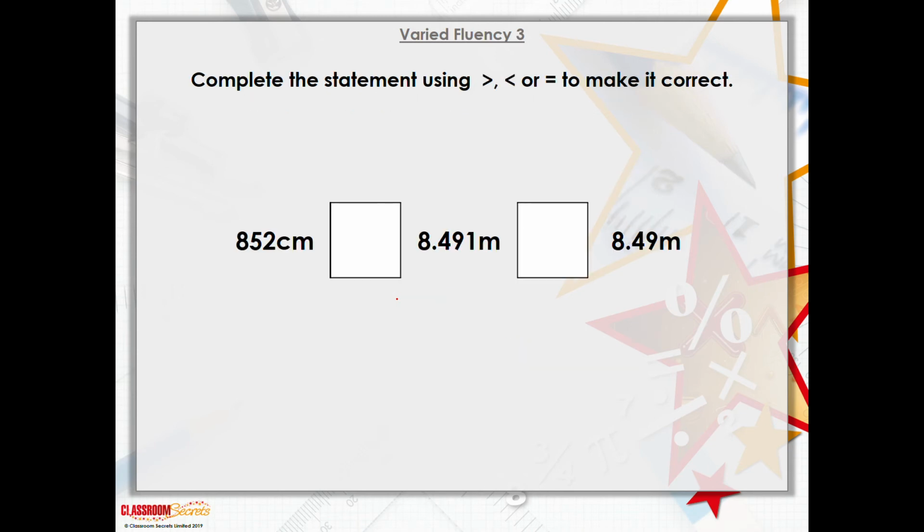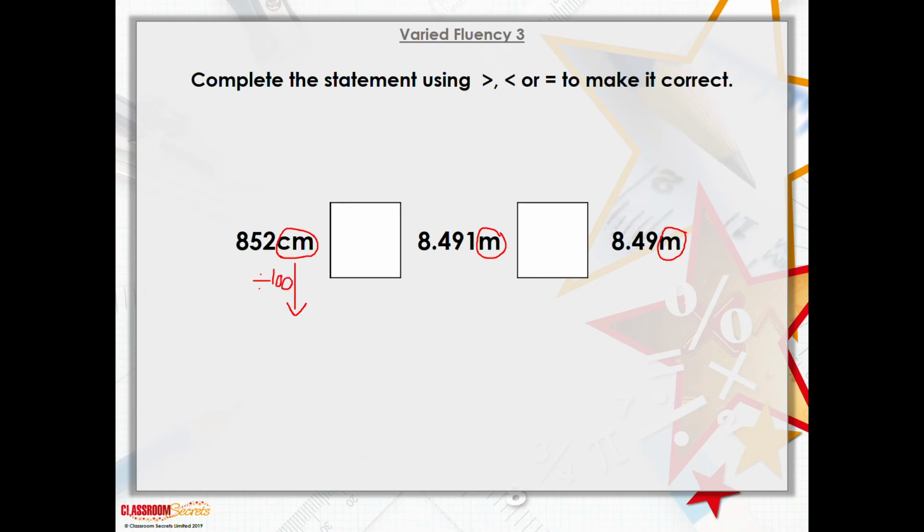Okay. You might have one of these questions where you have to complete the statement using the symbols greater than, less than, or equals to make it correct. So, what do you notice? First of all, this is measurement. First of all, I notice that I've got centimetres and metres. So my first job is to convert the centimetres into metres. And to do that, the magic number is 100, and I have to divide by 100.